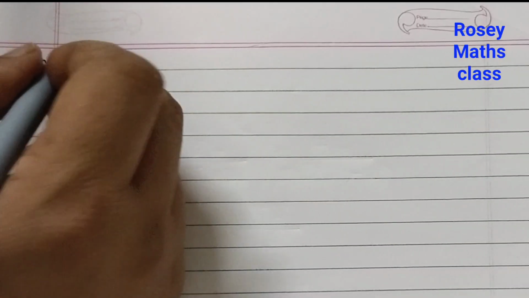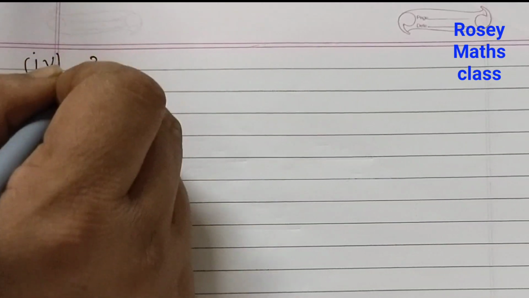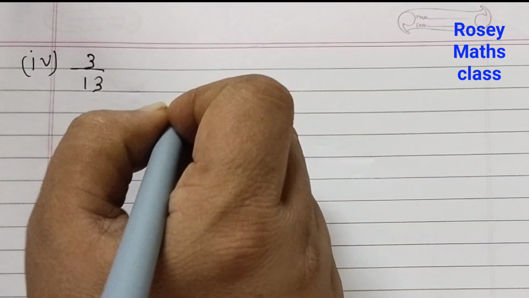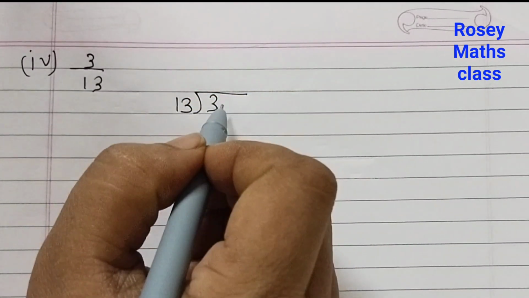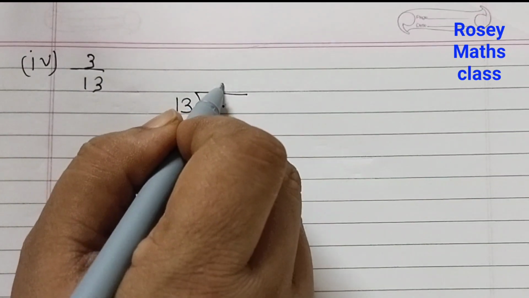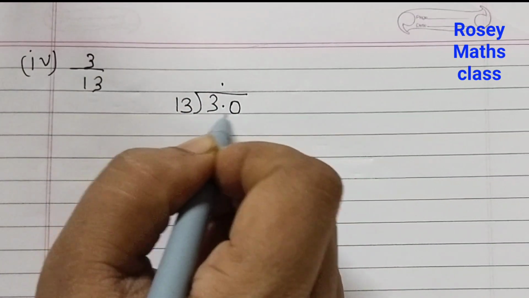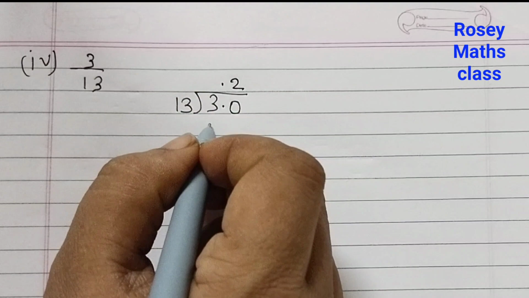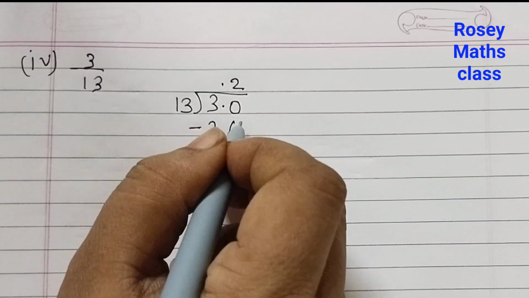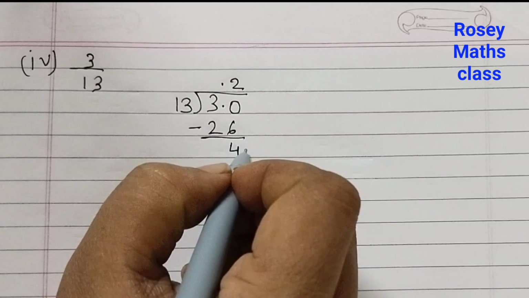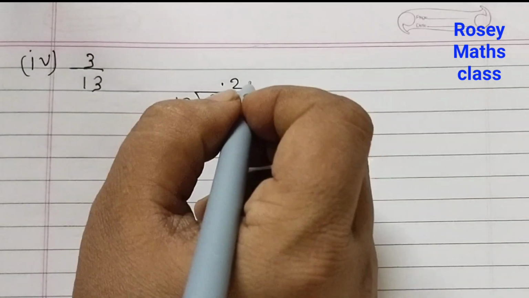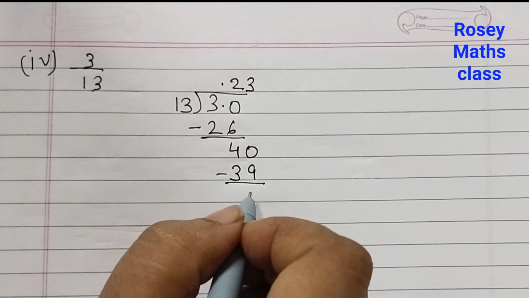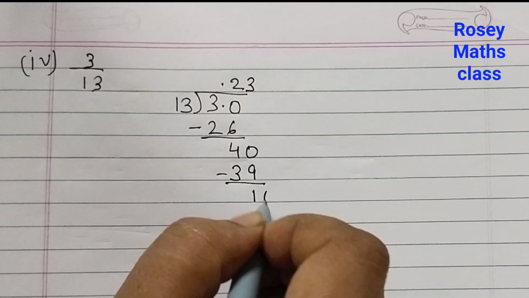Fourth one, 3 by 13. 3 is divided by 13. 3 is smaller, so we'll put a decimal point. Place a decimal point here as well. 0. Now it becomes 30. 13 twos are 26. 30 minus 26 is 4. Put a 0. 13 threes are 39. 40 minus 39 is 1. Put a 0.